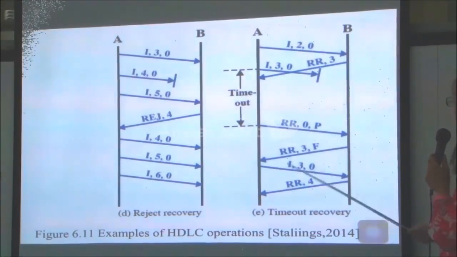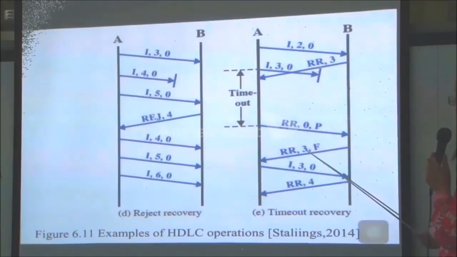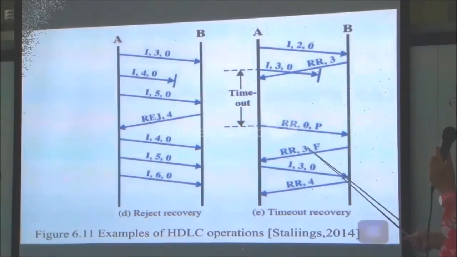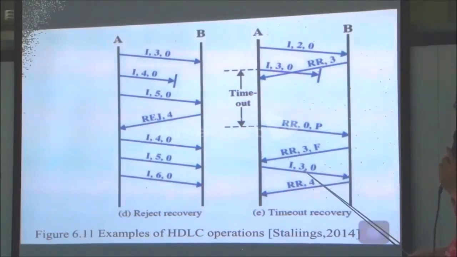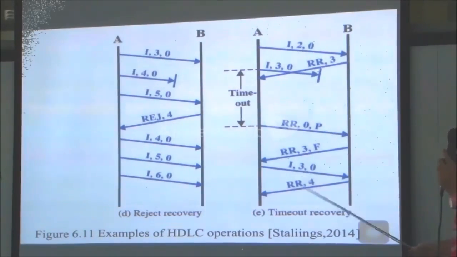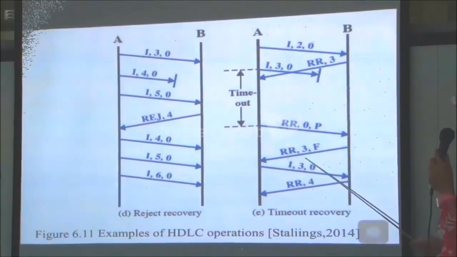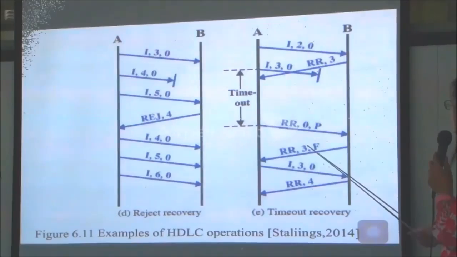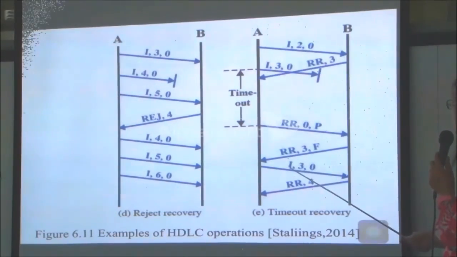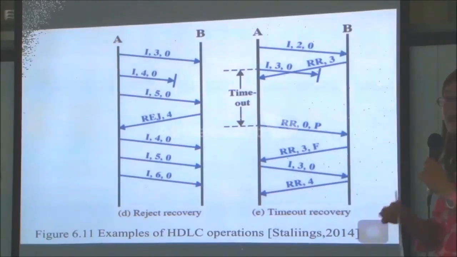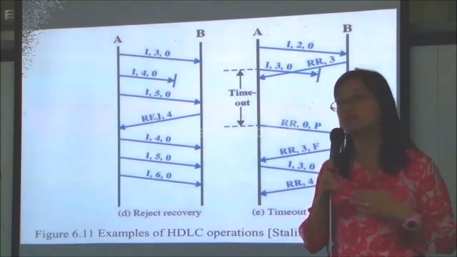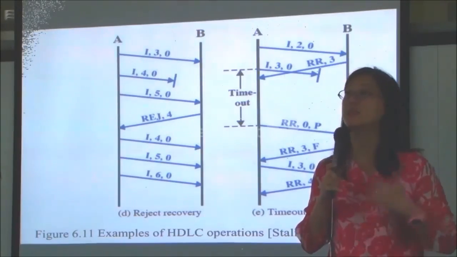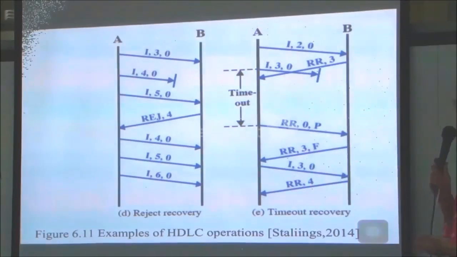So instead of resending the whole I frame again, it asks the status first, RR0 poll. What is your status? This one, RR3 final, is the answer. It means that we haven't received number 3. Now I know, then A will resend I frame number 3, right? But if B says RR4 final, it means that we have received number 3 correctly, so A can send number 4, I40. So they have other options. Poll is sometimes preferable to use to ask the status. So this is timeout recovery.